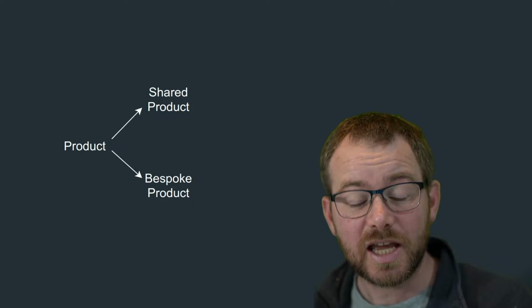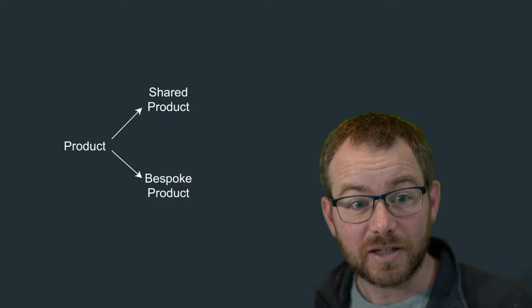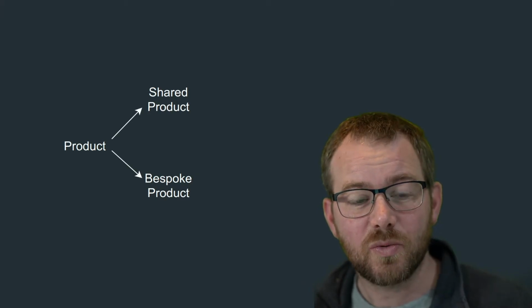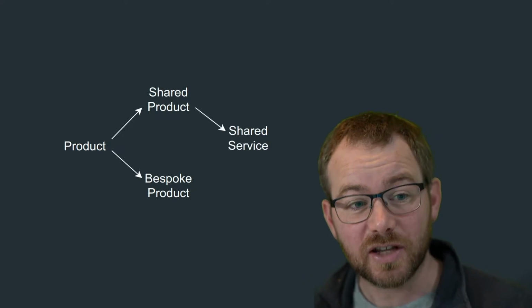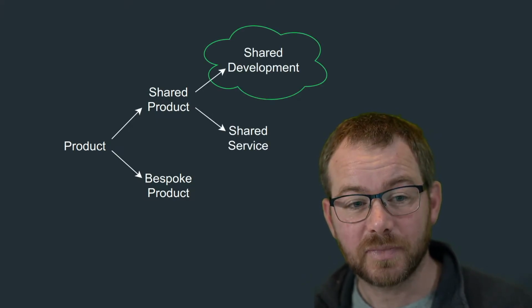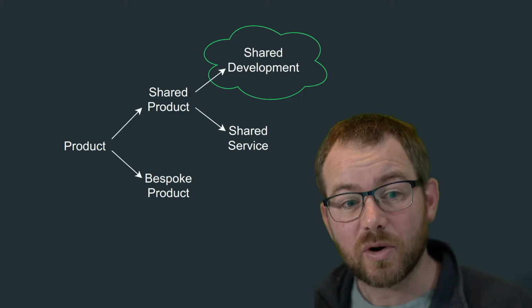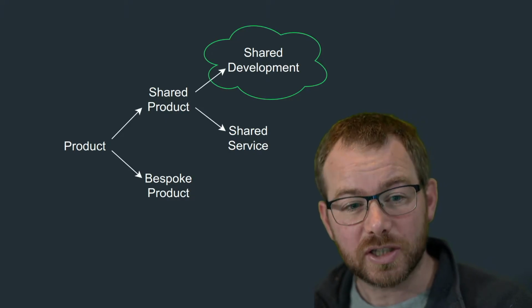Now, building a shared product is great from a reuse perspective, but it's hard. And there are two ways really to build a shared product. You can either build it as a shared service or you can use shared development. So we're going to talk about what a shared service is to show how that's different from what shared development is.